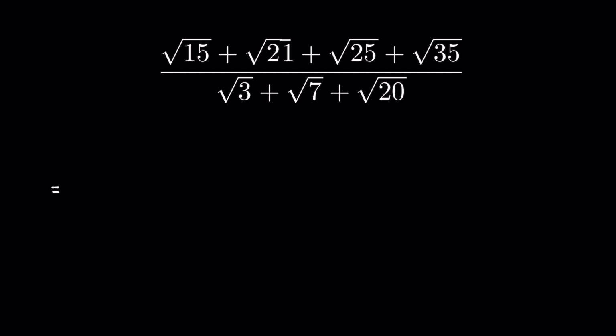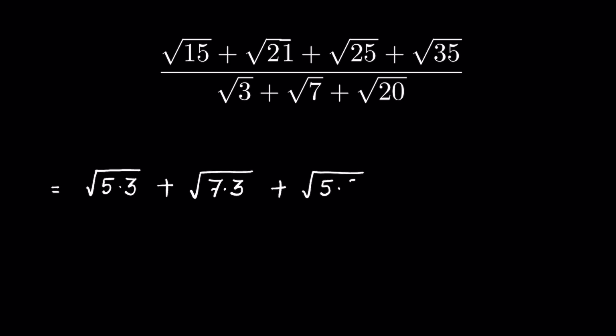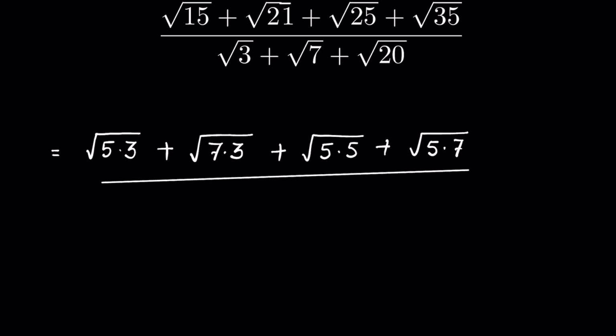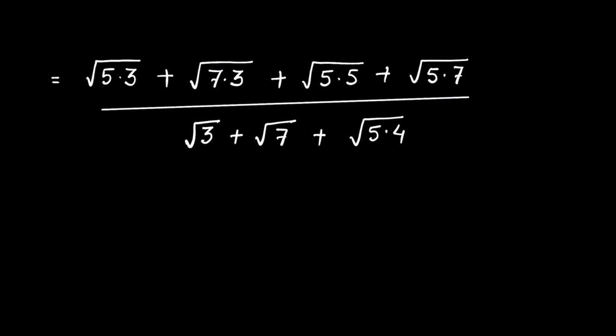Let's try. Square root of 15 we can write as 5 times 3 under square root, plus square root of 21 as 7 times 3 under square root, plus square root of 25 as 5 times 5 under square root, plus square root of 35 as 5 times 7 under square root. Then upon square root of 3 plus square root of 7 plus square root of 20 as 5 times 4 under square root.